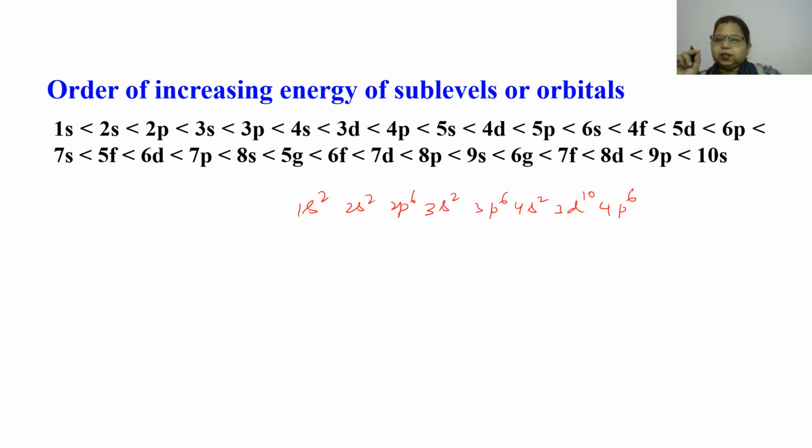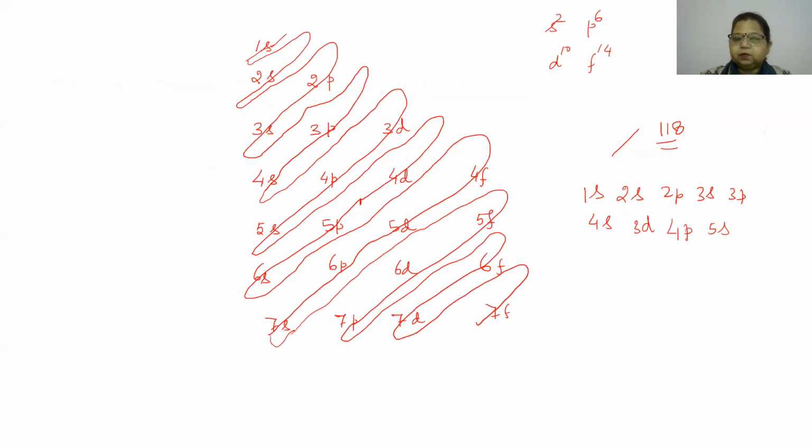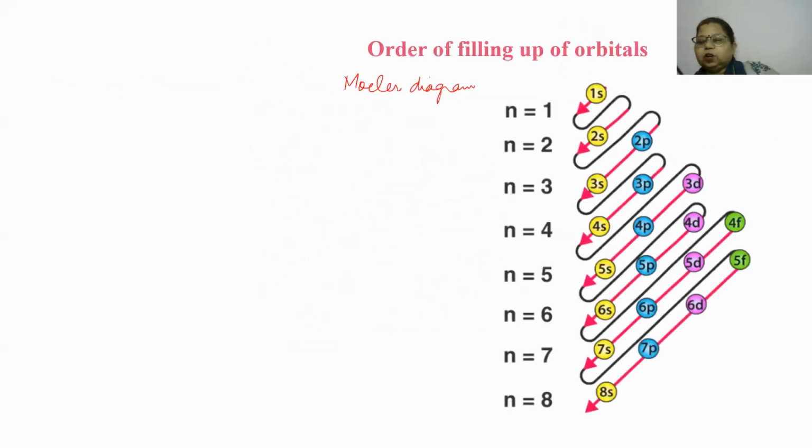Of course, you are a student, so you have to be ready for 7F also. In this particular case, I have included G also, but please do not do this. You draw your own Aufbau diagram. We should not go to that extent, right?